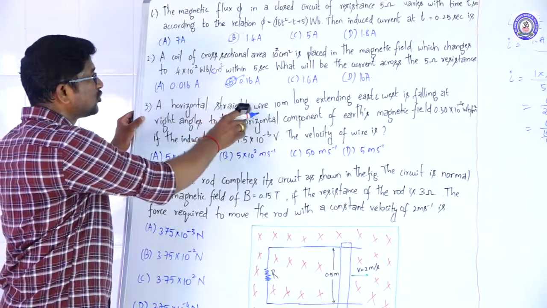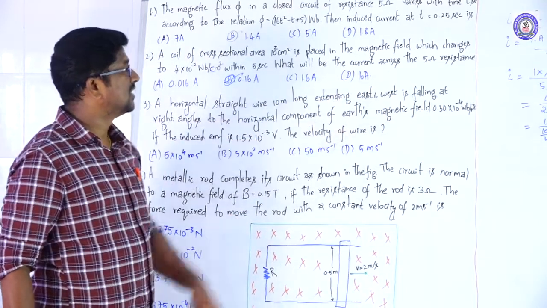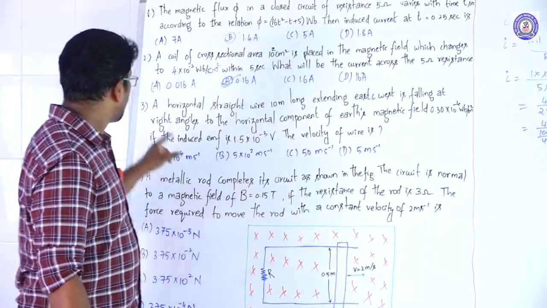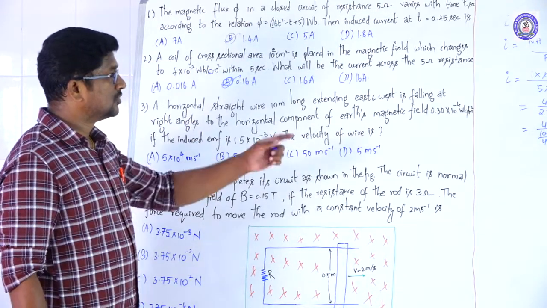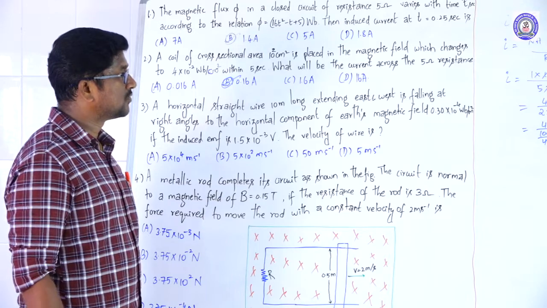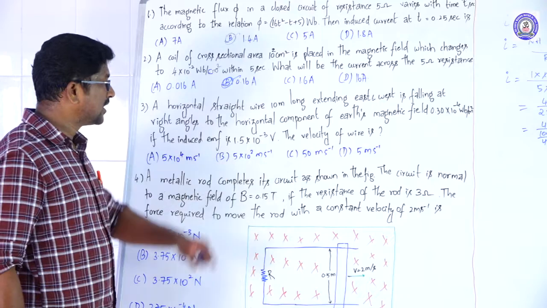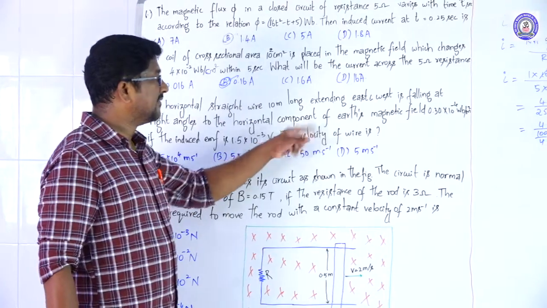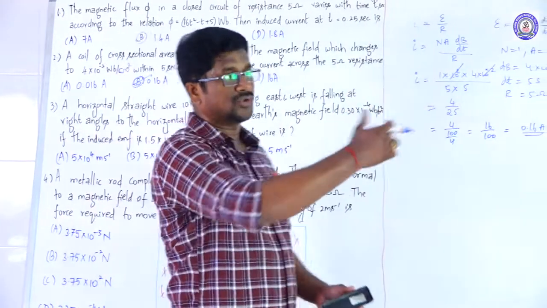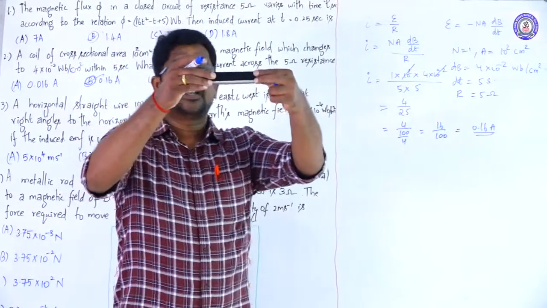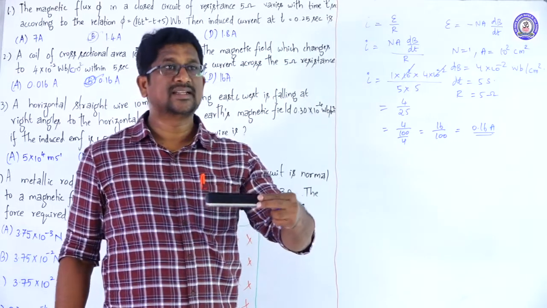A horizontal straight wire 10 meter long extending east and west is falling at right angles to the horizontal component of Earth's magnetic field, 0.30 into 10 power minus 4 Weber per meter square. If the induced EMF is 1.5 into 10 power minus 3 volt, the velocity of the wire is, right? So the wire is extending in the east-west direction, and it is falling vertically downward.